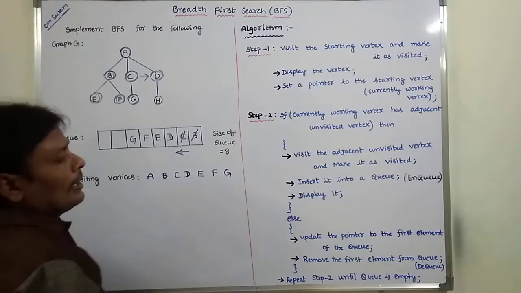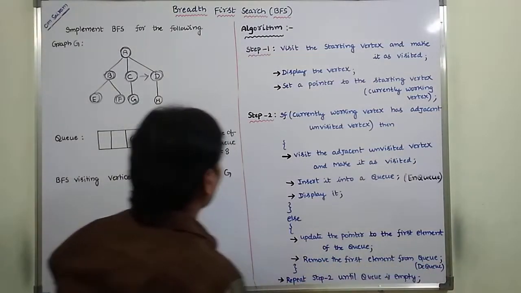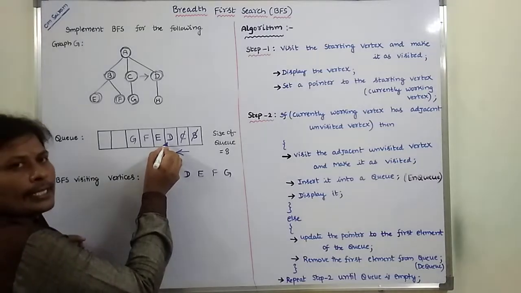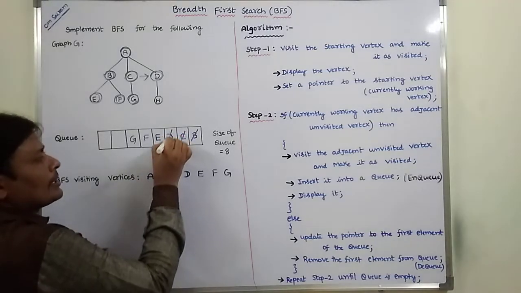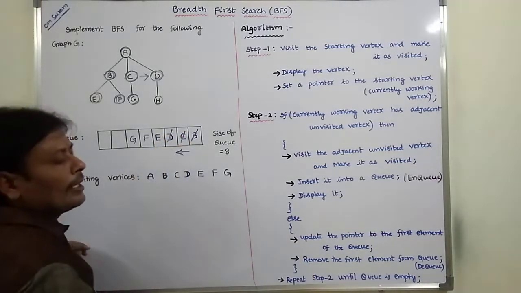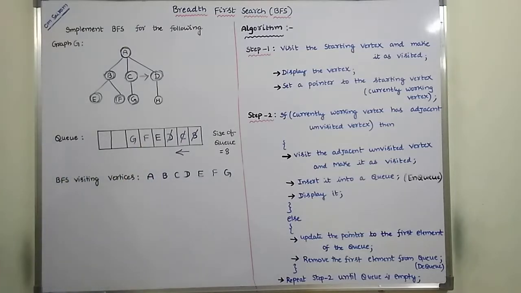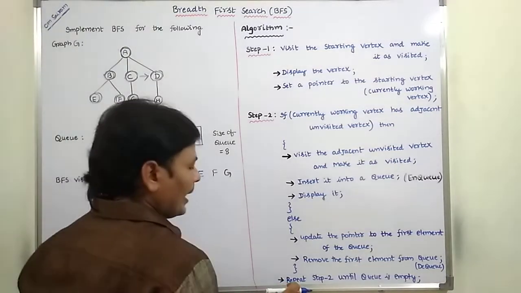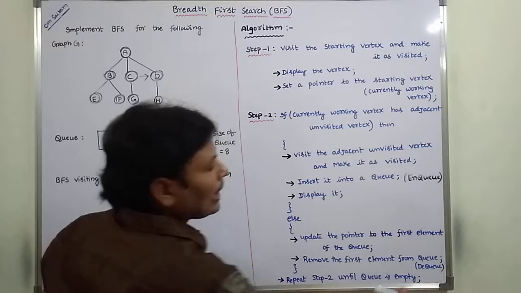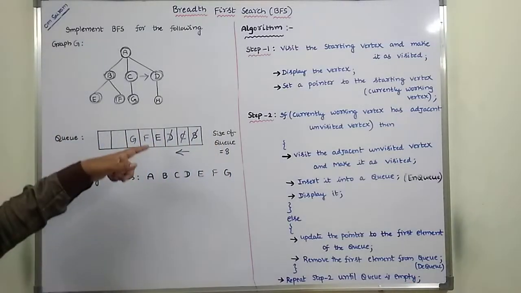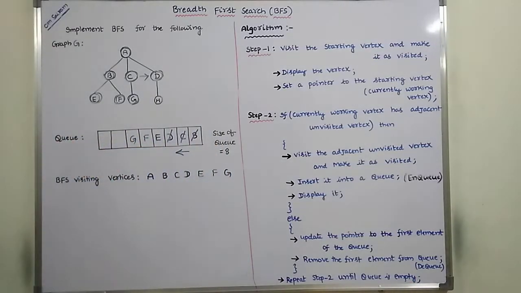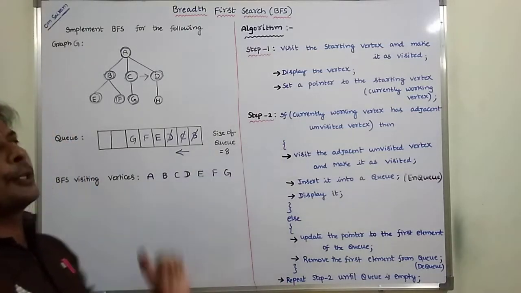Okay. Next, remove the first element from the Q. What is the first element in the Q? That is D. So D is removed from the Q. Next, repeat step 2 until Q is empty. There are 3 elements in the Q, so then it goes to step 2.